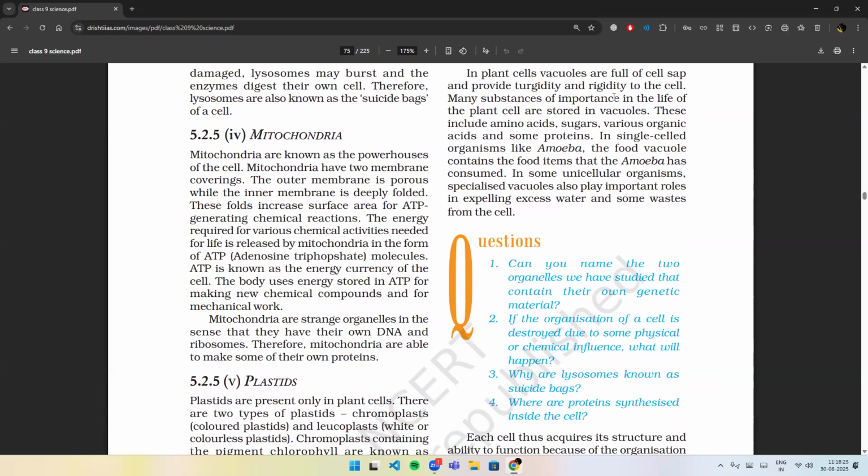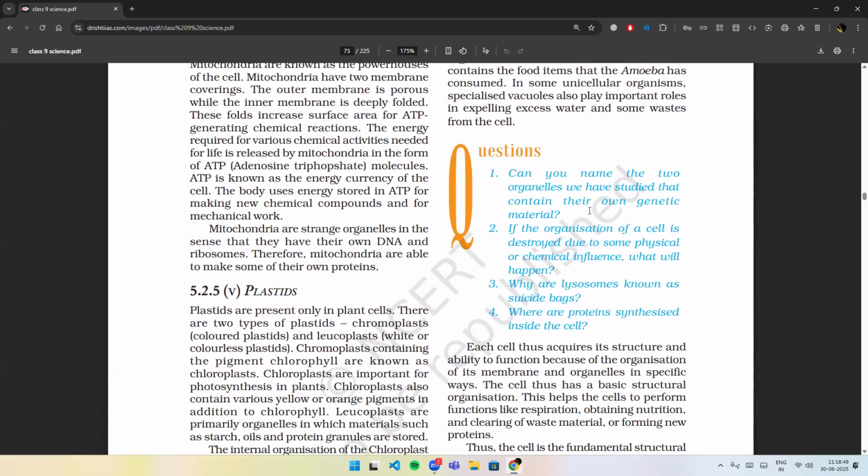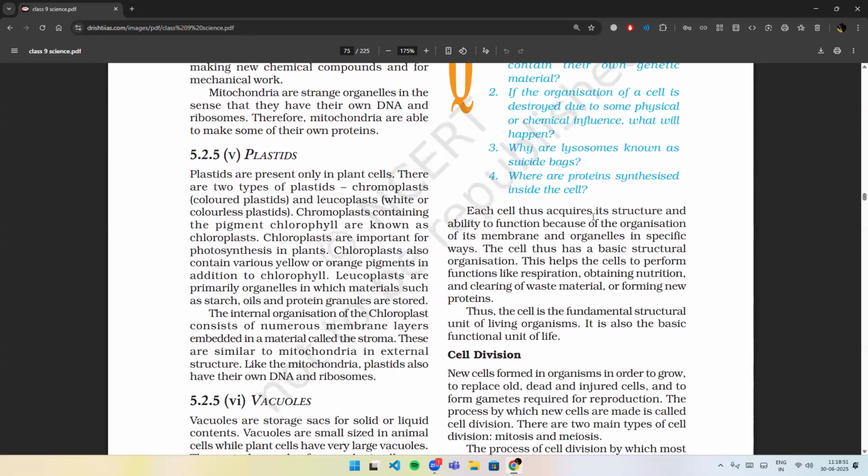Many substances of importance in the life of the plant cell are stored in vacuoles. These include amino acids, sugars, various organic acids, and some proteins. In single-celled organisms like amoeba, the food vacuole contains the food items that the amoeba has consumed. In some unicellular organisms, specialized vacuoles also play important roles in expelling excess water and some wastes from the cell.